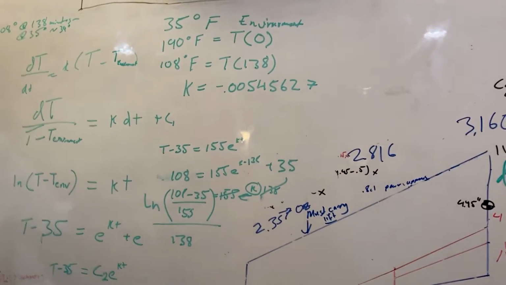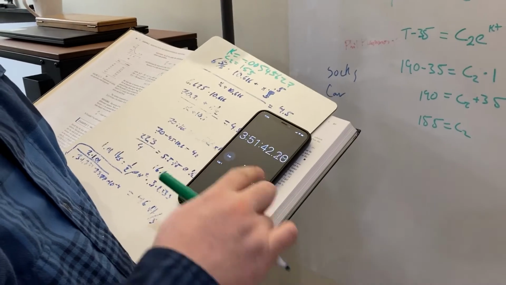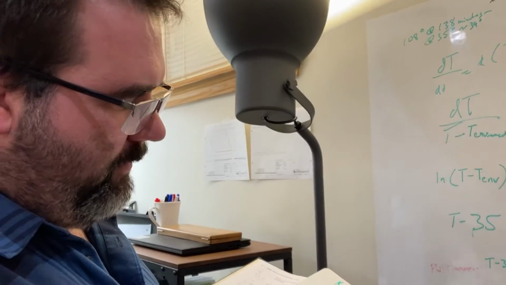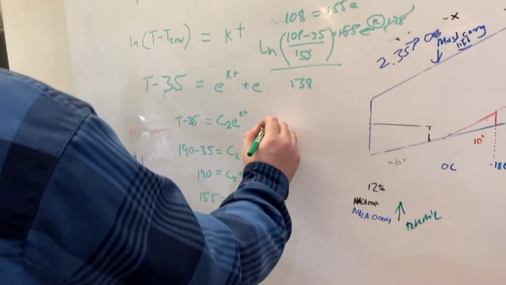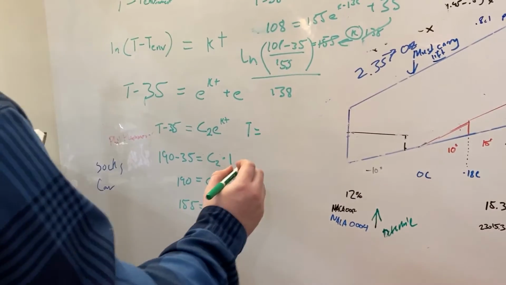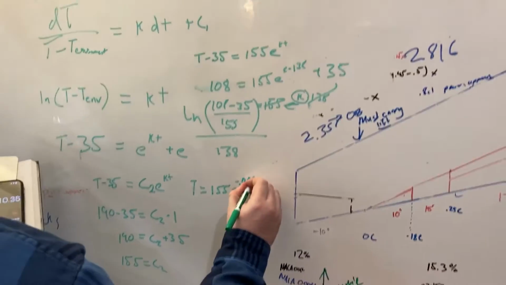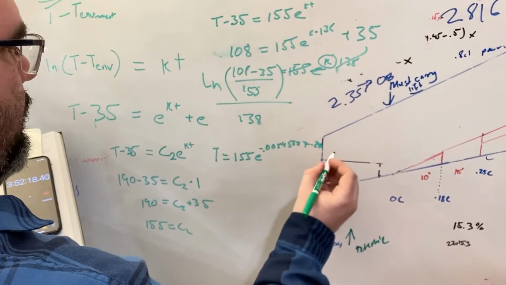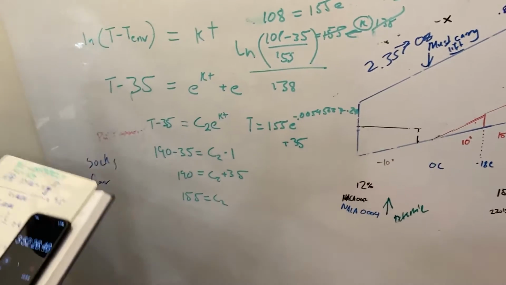So what can we do with this? Now that we have that, we can figure out what the temperature should be right now. I've got a timer going. It's been 3 hours and 51 minutes. Probably by the time we get out there, it'll be right at 4 hours. So what is the temperature going to be when we go out there? We can write the equation: T will equal 155 e to the negative 0.00545627 times 240 minutes, and then all of that plus 35.